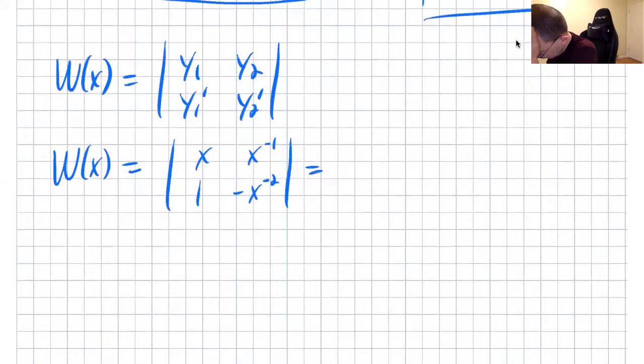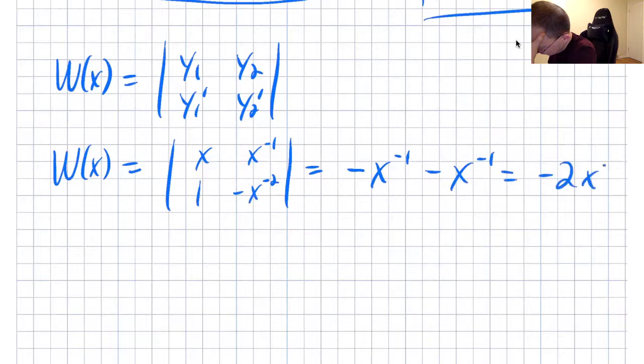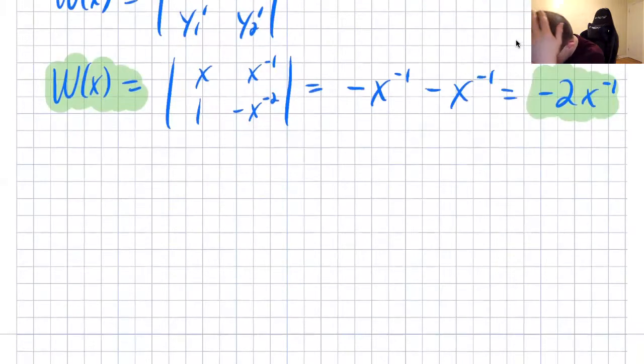Let me just save some time here. So x times negative x inverse, minus this times this, x inverse. So we get negative 2 x inverse. Okay, so there's our Wronskian. Wronskian equals negative 2 x to the negative 1. And now we compute u1 and u2.